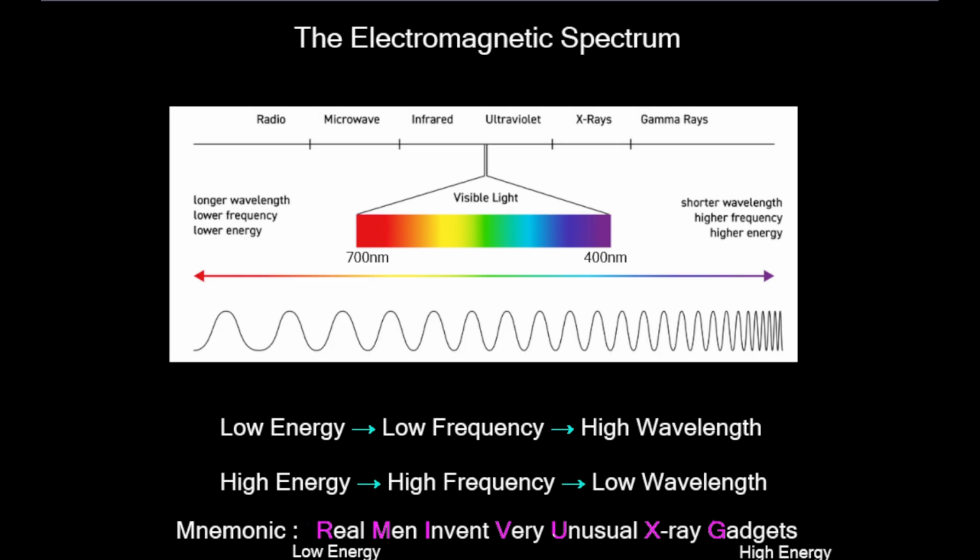wavelength. For the visible light region of the spectrum, you need to remember that red has a longer wavelength, around 700 nanometers, and violet has a shorter wavelength of about 400 nanometers. So, to summarize, remember these two key relationships. Low energy leads to low frequency and high wavelength. High energy leads to high frequency and low wavelength. Energy and frequency are directly proportional, while energy is indirectly proportional to wavelength.